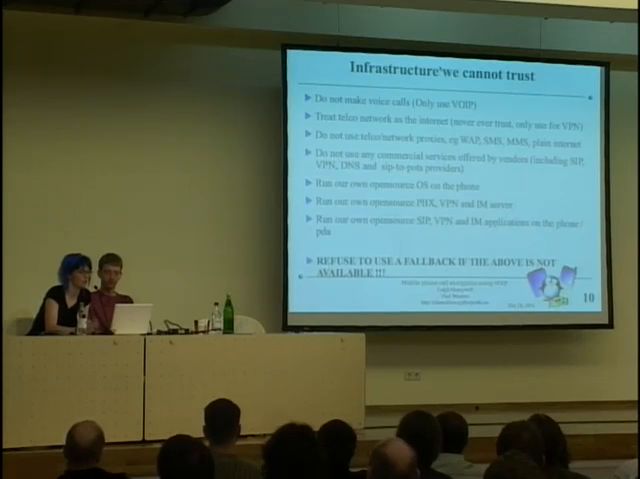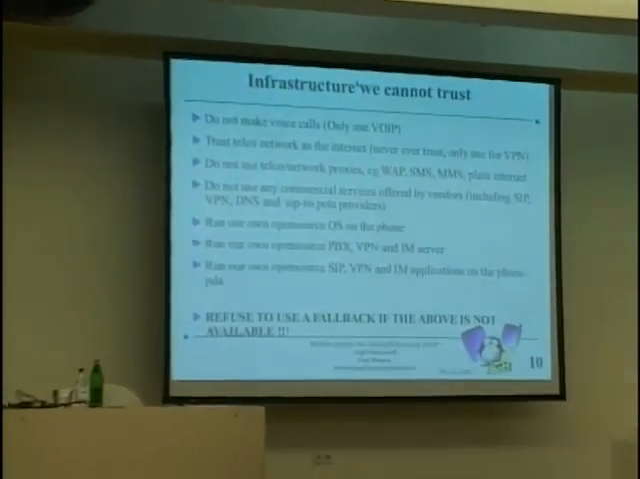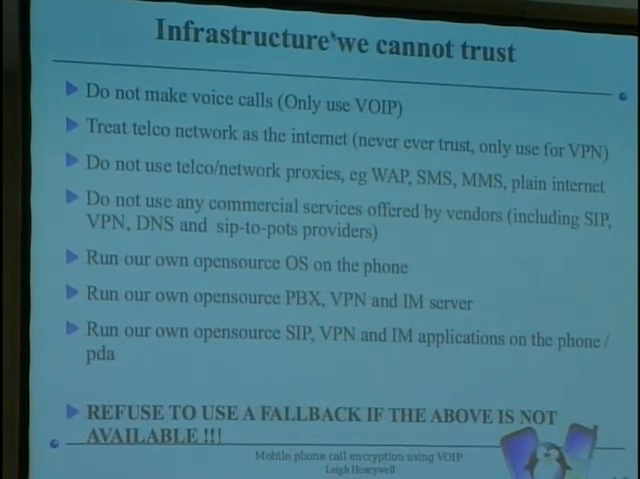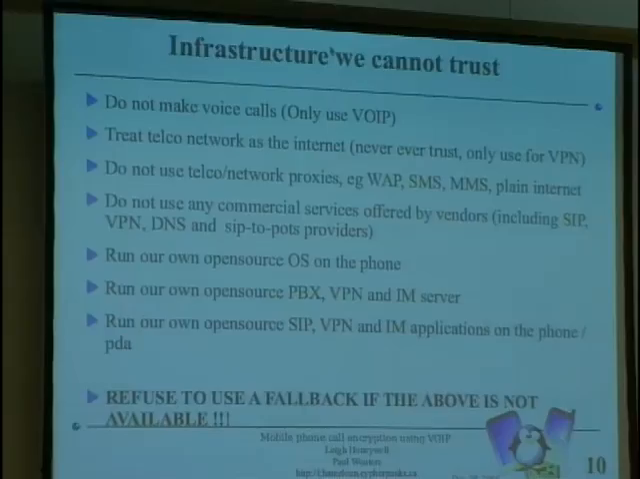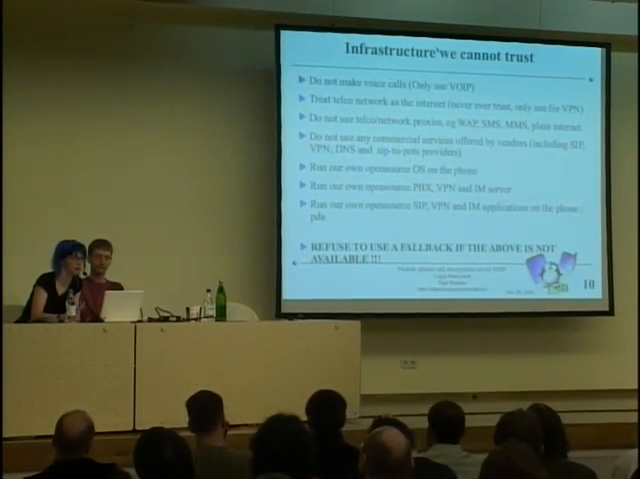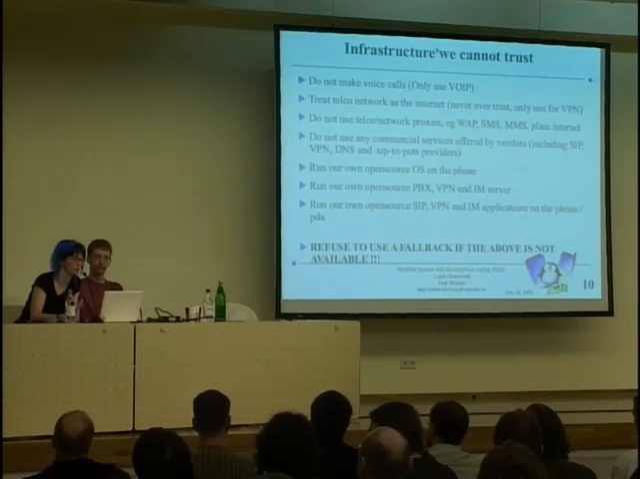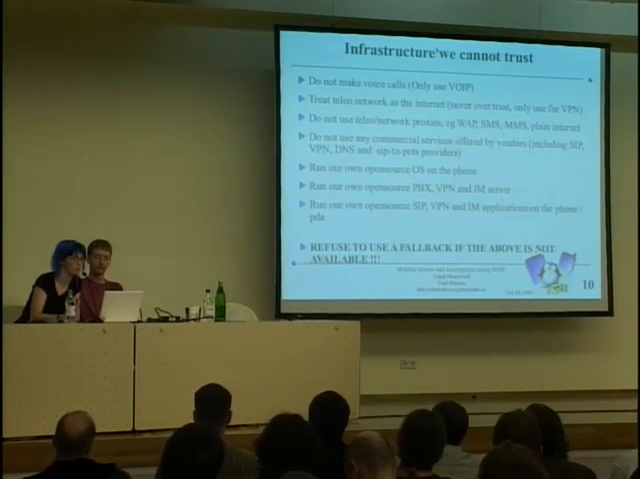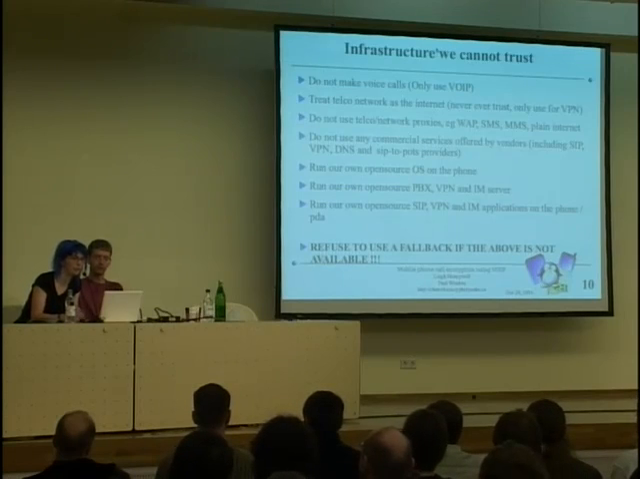So, infrastructure that we can't trust: the plain cell phone voice network, the cell phone data network, where you're basically on the internet, telco and network proxies, and commercial services offered by vendors. So, commercial SIP. One thing that's really important to remember, I don't know what the legislation is on this side of the pond, but certainly in North America, if you have voice over IP termination for a regular phone number, so not the voice over IP to voice over IP services like Free World Dialup, but some sort of SIP or IAX PSTN termination, they are legally obliged to conform to the same lawful interception laws as any telco is.